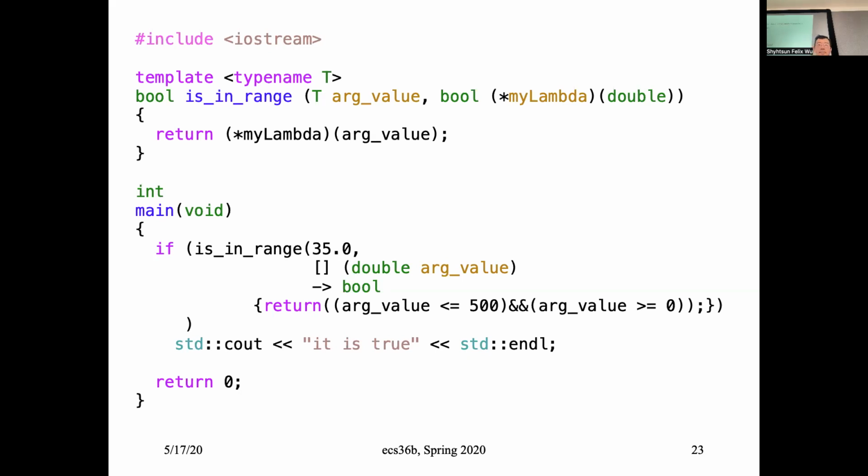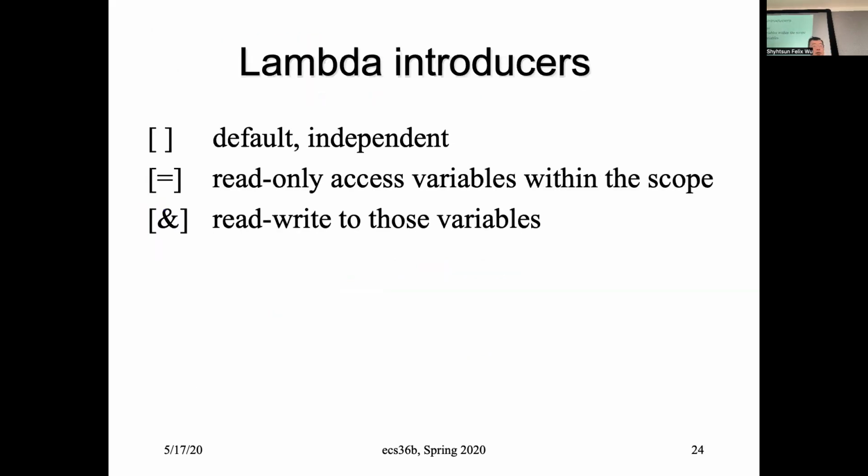Okay, and going back to your question, there are 3 different modes for the lambda introducer. If you don't have anything, it's just empty, an independent function. But you can put the equal sign, which means it's all read-only access, or you can put the ampersand, which is read-write access to those variables within the lambda.